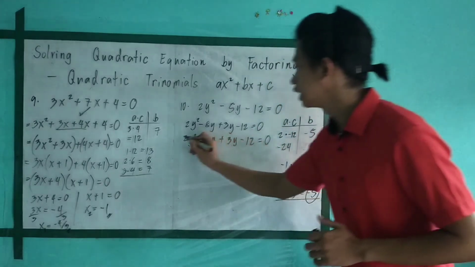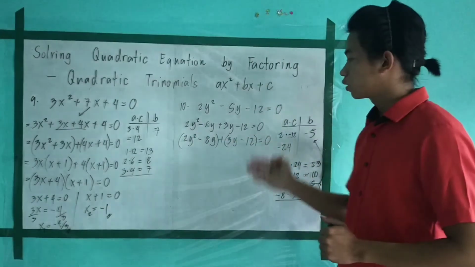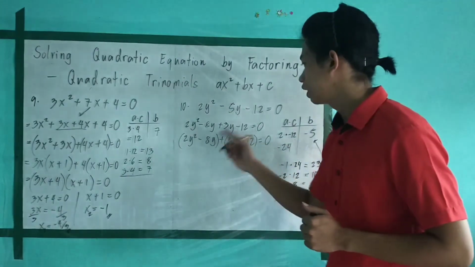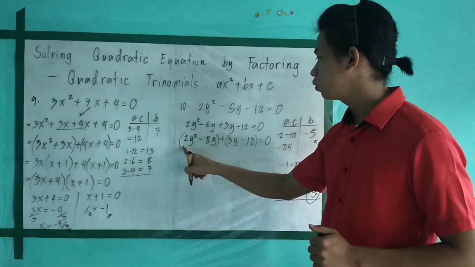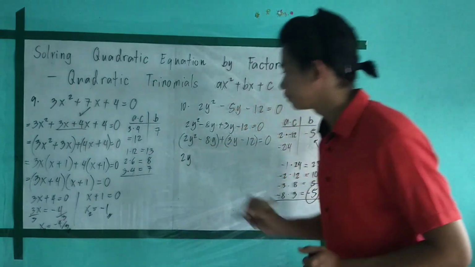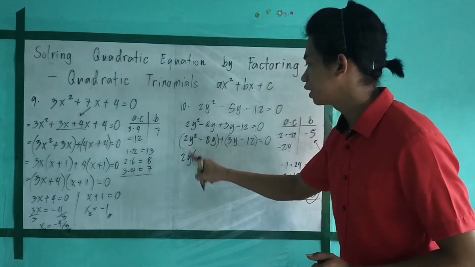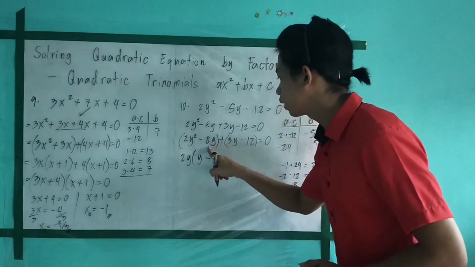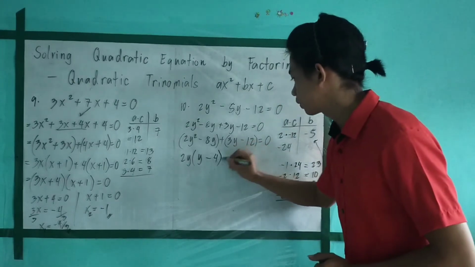I-group naman natin siya. So, ito. And then, this one. Kunin ang greatest common factor or the common monomial factor ng parenthesis natin. So, anong common monomial factor natin dito? 2y squared less 8y, we have 2y. Then, divide this term by 2y. 2y squared divided by 2y, our answer is y. Less 8y divided by 2y, we have 4. Close parenthesis.